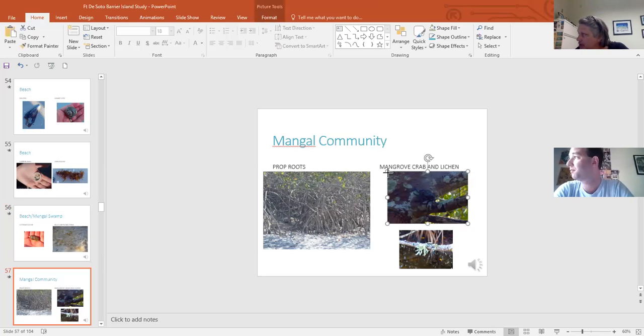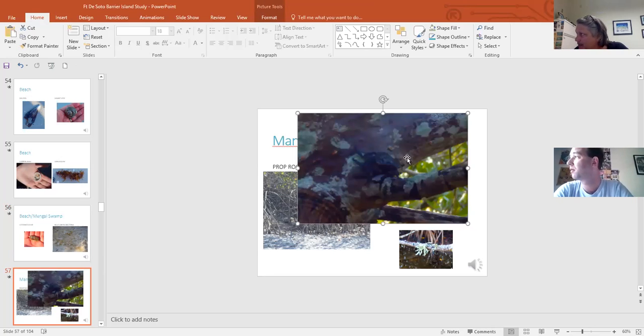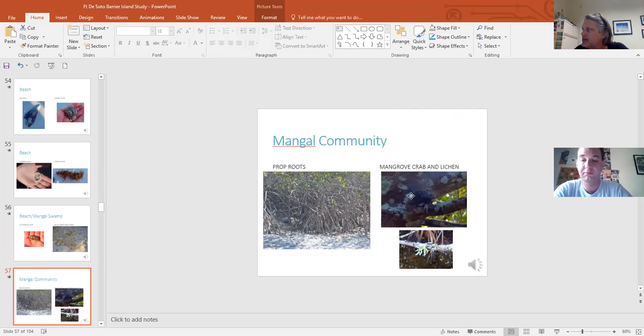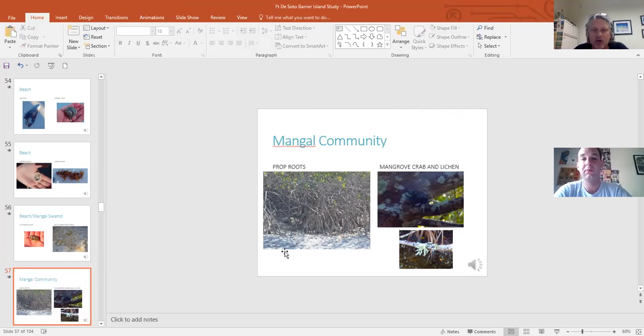Here, I don't know if you can see it or not. I'll make it big. There's a crab. This is a mangrove crab. These are all lichens on this. They live only in mangrove trees. So they run around the mangrove trees.